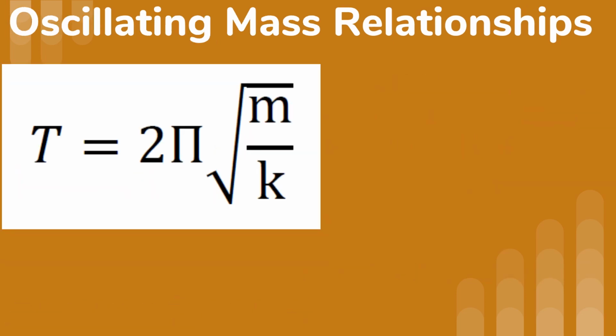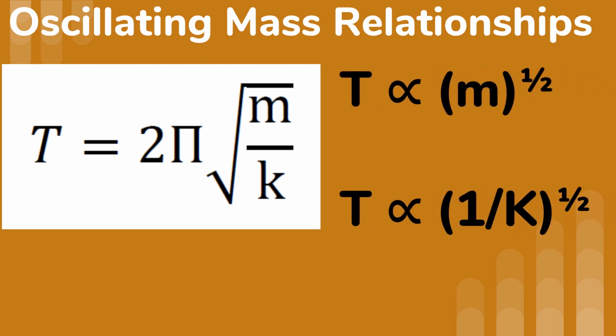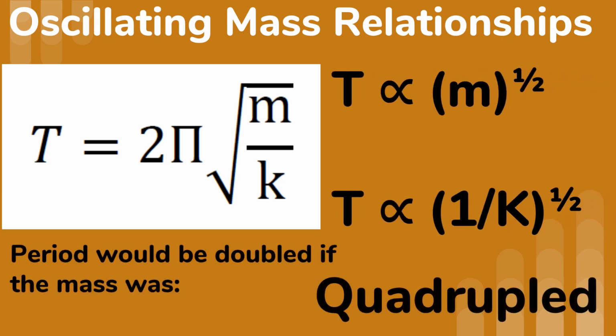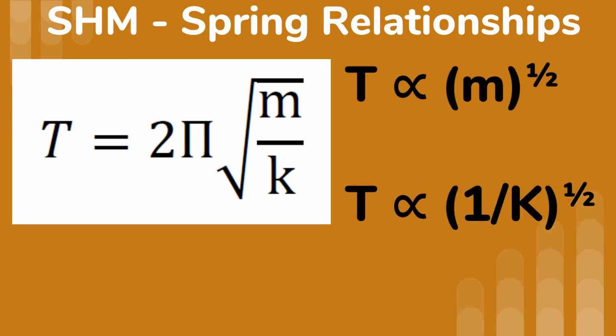Take a look at the relationships between period and mass and period and spring constant. The period would be doubled if the mass was quadrupled. If the spring constant were increased 16 times, the period would be quartered.